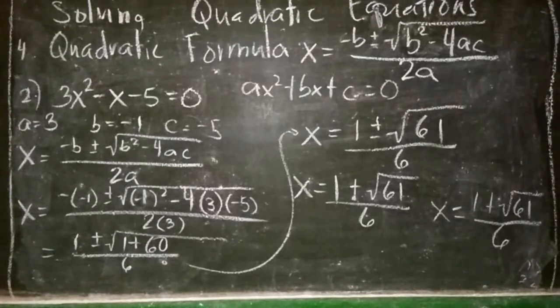So the roots of the given equation would be x equals 1 plus the square root of 61 over 6, and the other root is 1 minus the square root of 61 over 6. Okay, so that is how you're gonna apply quadratic formula as a method in finding the roots of quadratic equations.